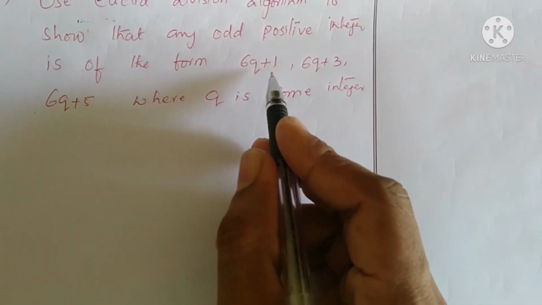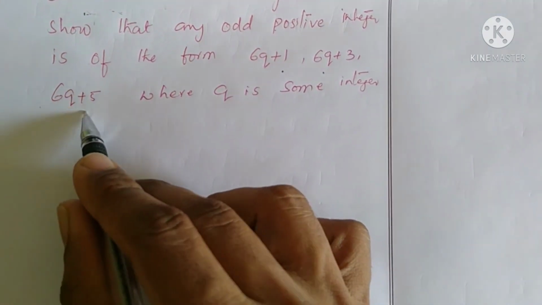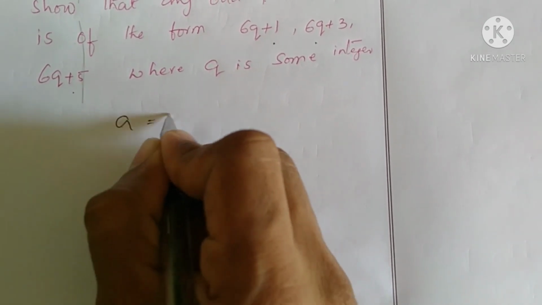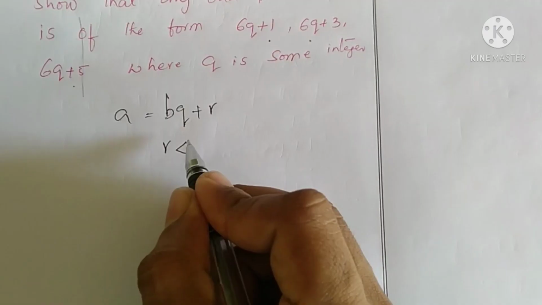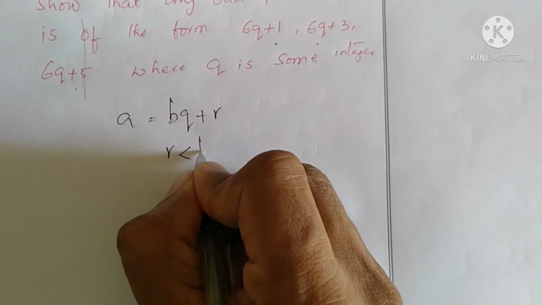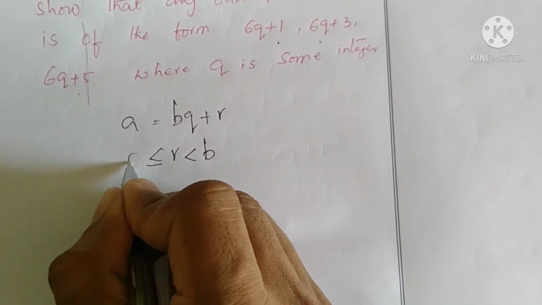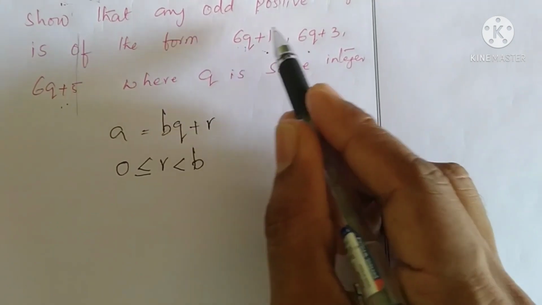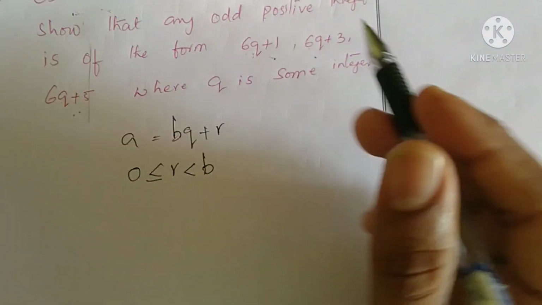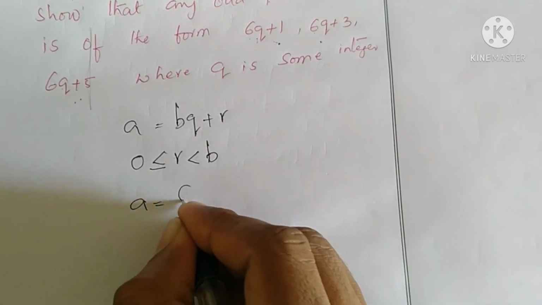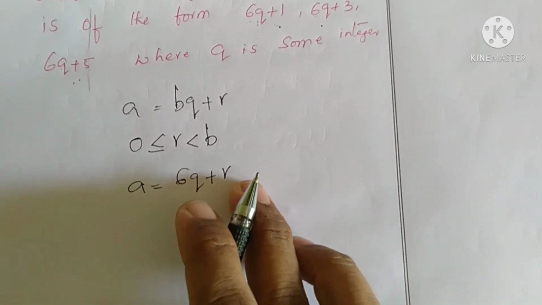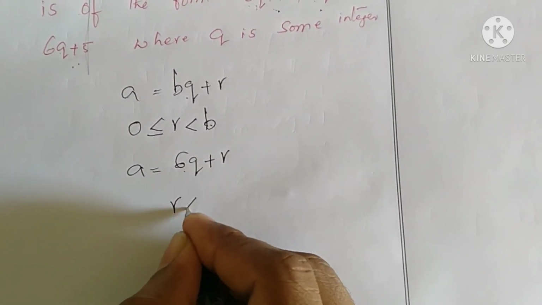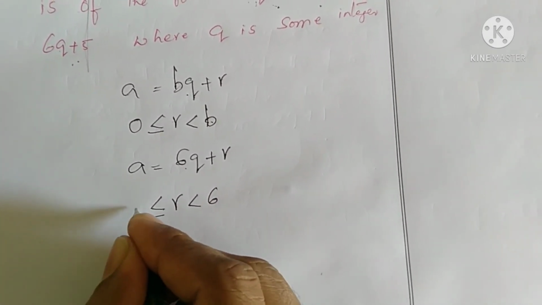So we have to prove 6q plus 1, 6q plus 3, 6q plus 5 are the odd positive integers, right? So we know the formula a is equal to bq plus r, and the condition for r is that it is always greater than or equal to 0 and less than b. From this series, here b is equal to 6. Now our formula becomes a is equal to 6q plus r, so r is always less than 6 and greater than or equal to 0.